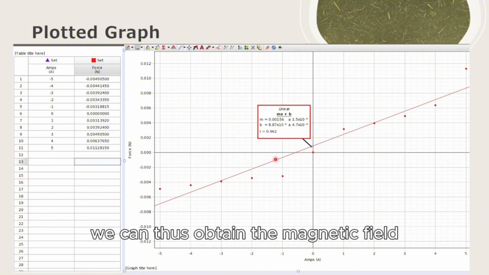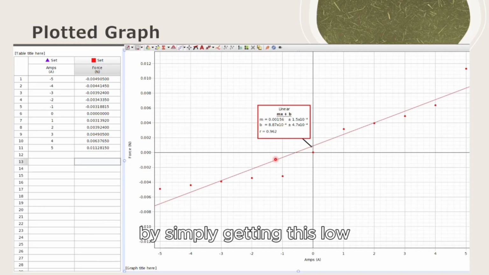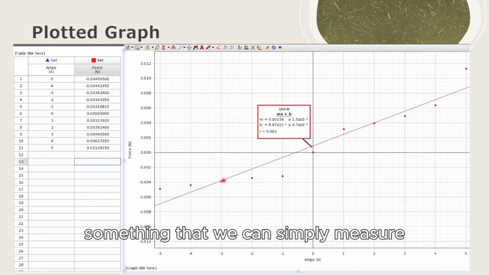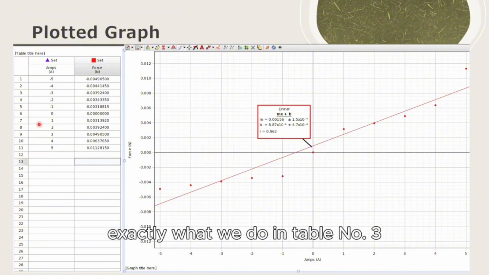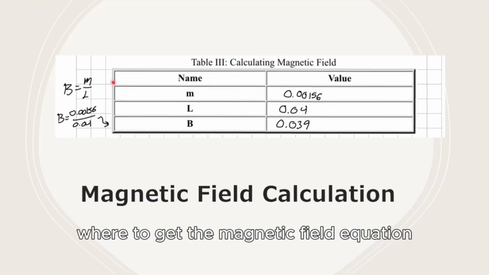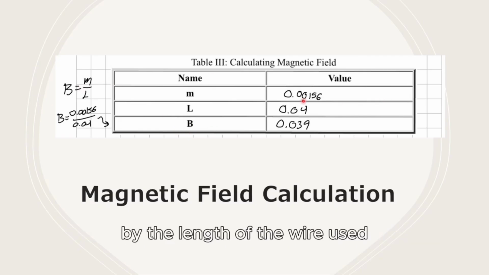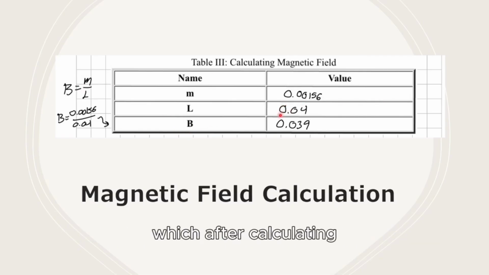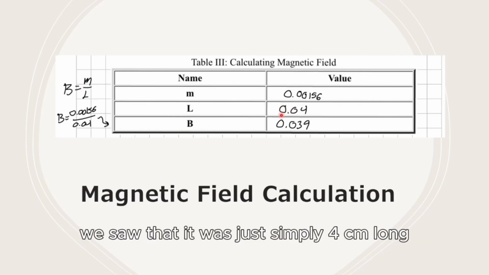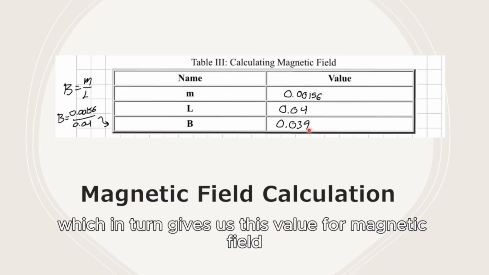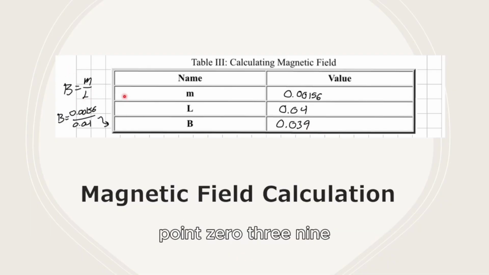We can thus obtain the magnetic field by simply getting the slope and dividing it by the length of the wire, something that we can simply measure. Exactly what we do in table number 3, where to get the magnetic field equation, we simply divide the previously obtained slope by the length of the wire used, which, after calculating, we saw was simply 4 centimeters long. This gives us this equation over here, which in turn gives us this value for magnetic field, 0.039.